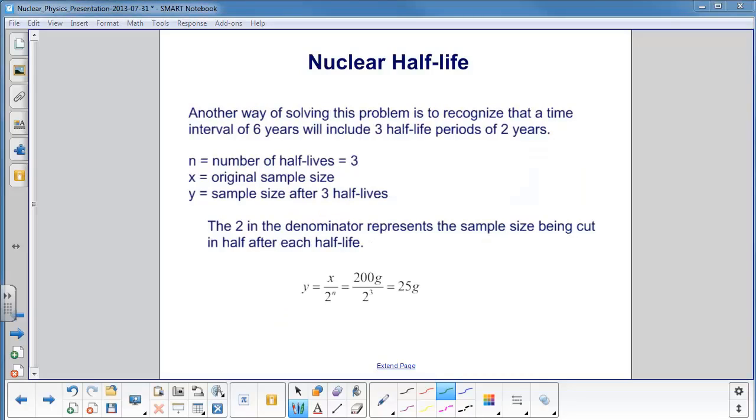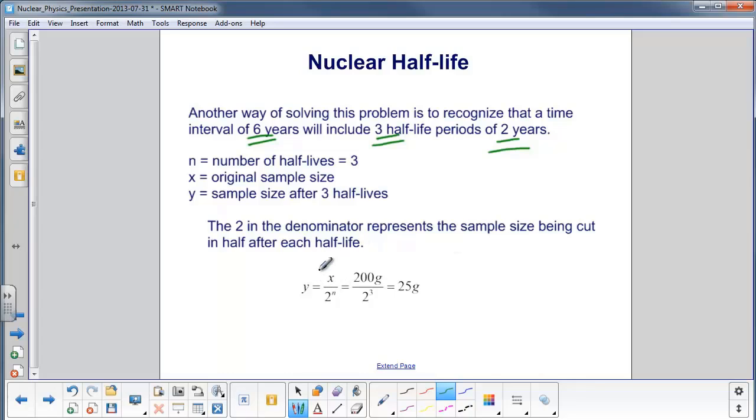Another way of solving this and getting closer to an exponential notation is to recognize that a time interval of 6 years, now this is the same problem we just did, where you had a half-life of 2 years, 6 years is going to give you 3 half-life periods of 2 years each. 3 times 2 is 6. So n will be the number of half-lives, which in this case is 3. X is your original sample size, how many grams of the material you started out with. And y will be what you have after 3 half-lives.